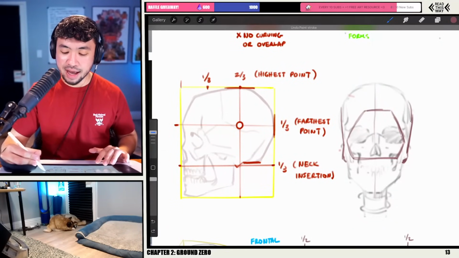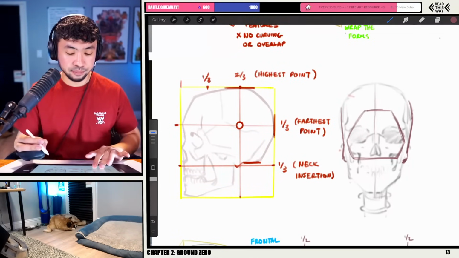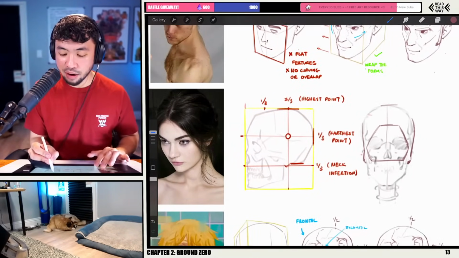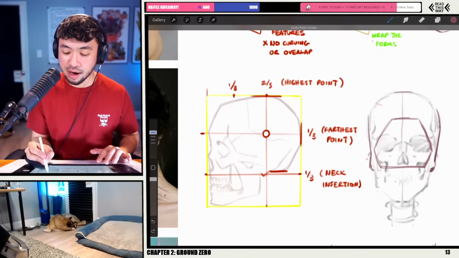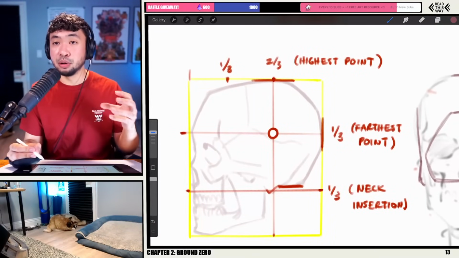But as a beginner, I would say don't worry about all of this stuff right now. Focus on the basic forms, focus on the basic proportions and stuff.